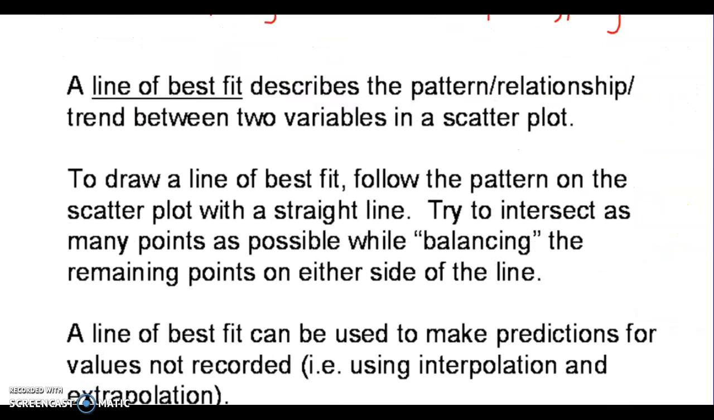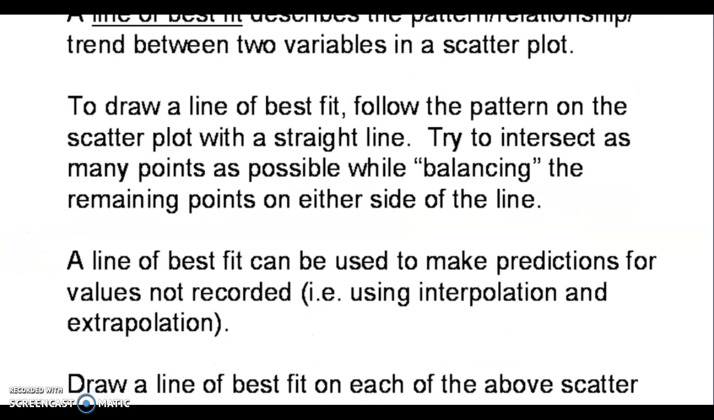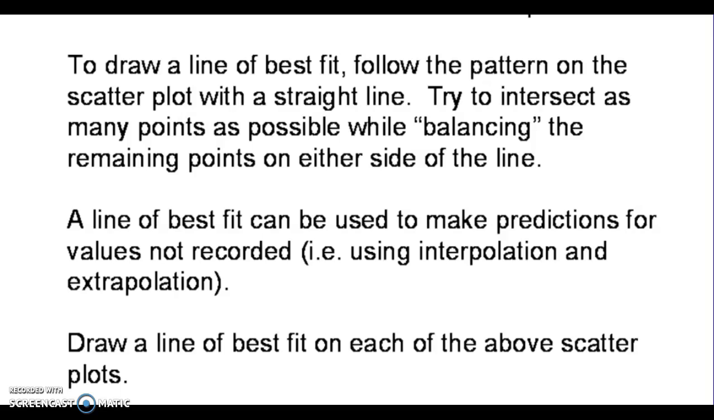So how do we draw a line of best fit? Well, a line of best fit again describes the pattern or the relationship or the trend that exists between the two variables. When we draw a line of best fit, we want to follow the pattern with a straight line. Now, we can draw lots of straight lines, right? So the objective here, the goal, is to intersect as many points as possible. So I want to touch as many points as possible, but I also want to balance all of my remaining points so that I have approximately equal amount of points on either side of the line.